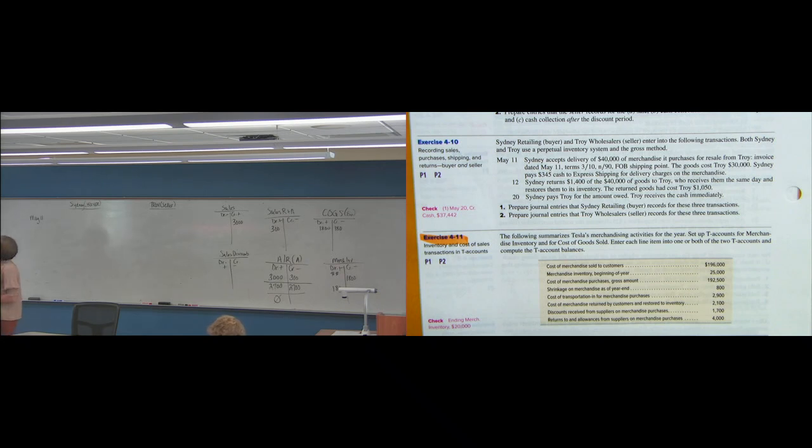The goods cost Troy $30,000. We're not recording Troy yet though, right? We're doing Sydney first. Sydney pays $345 cash to express shipping for delivery charges on the merchandise. So I have 2 entries here, all right? Let's do the first one. The first one is to record the purchase of merchandise inventory. So what do I debit, what do I credit for Sydney?